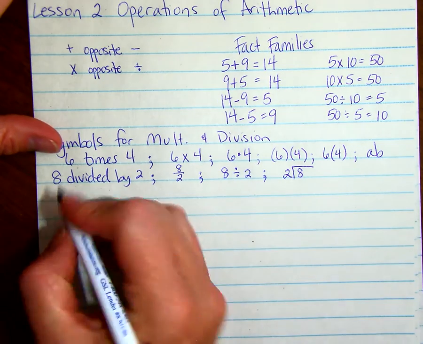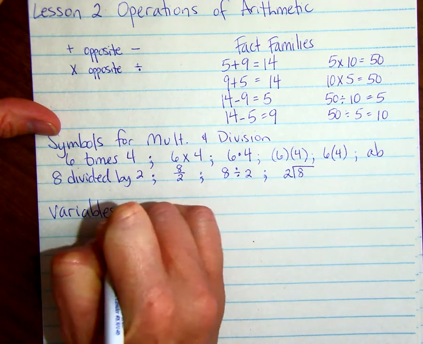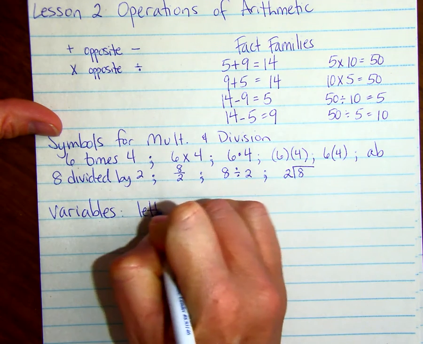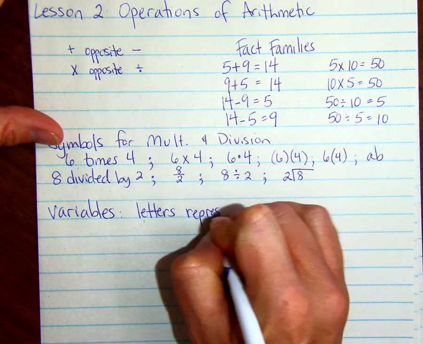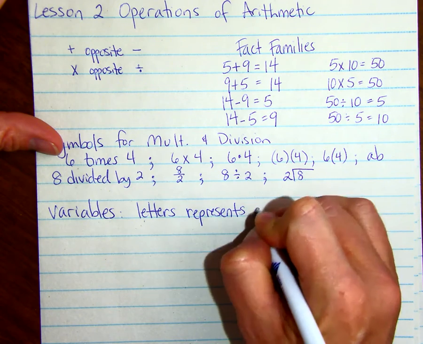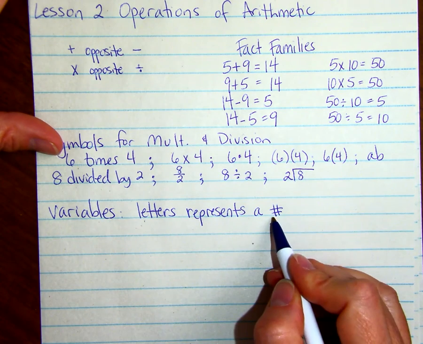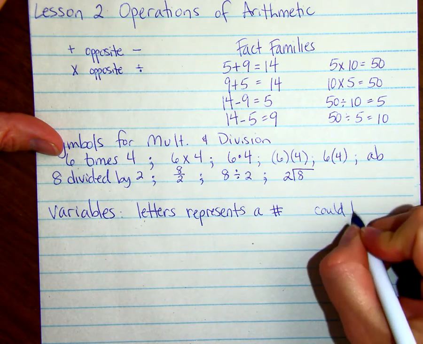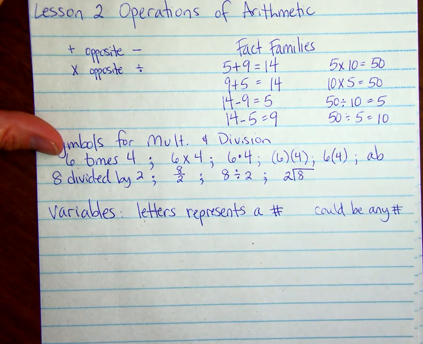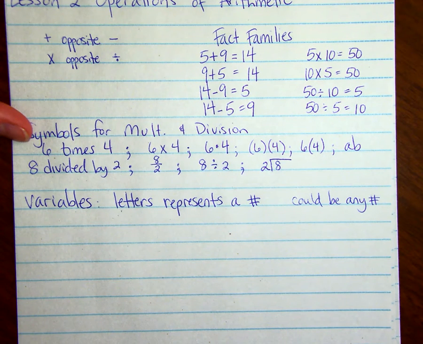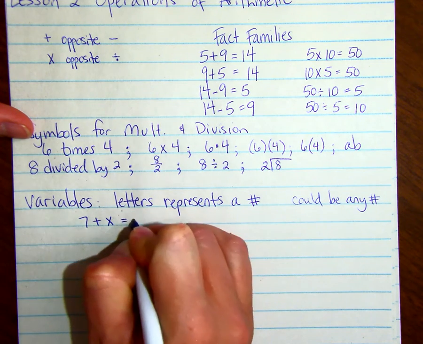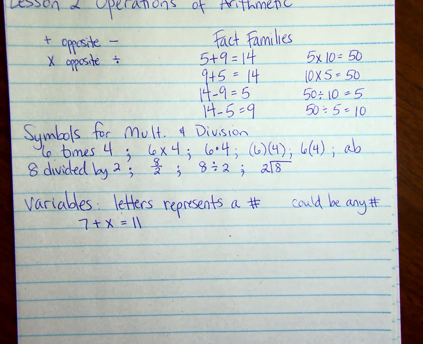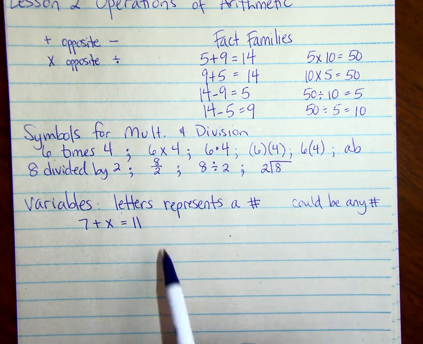So we're going to write the definition for variables. That's just letters that we use to represent a number. The pound sign here just means number. And it could be any number. Sometimes we're solving to find out what number it is. And here's an example where we might solve. 7 plus x equals 11. You guys could do this in your head. X is just how many more you need to get from 7 to 11.